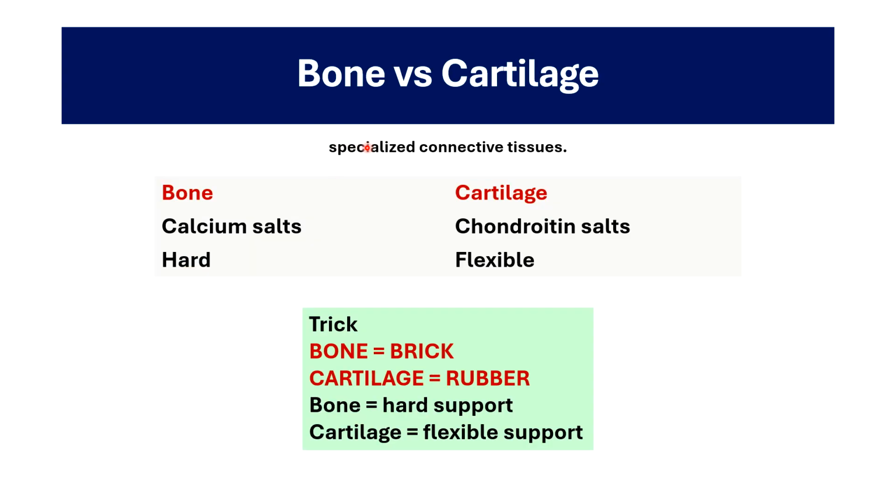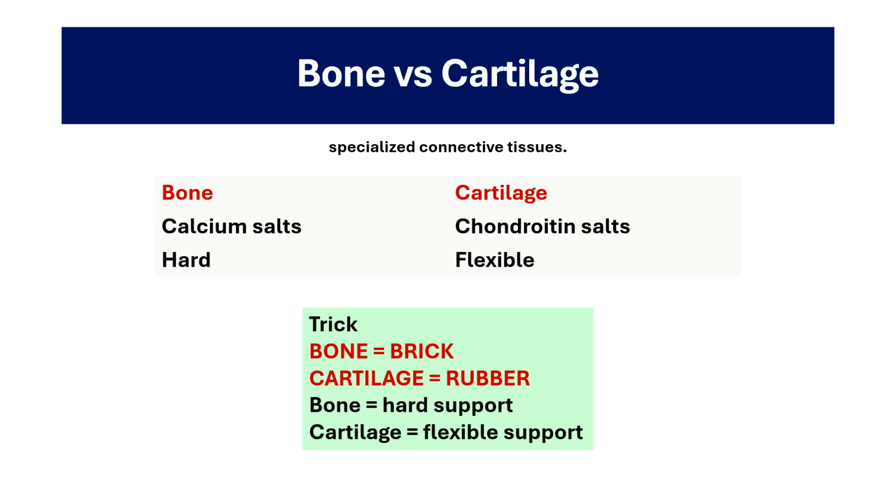Both bones and cartilage are examples of specialized connective tissue, where bone is hard and is made up of calcium salt. Cartilage is flexible and is made up of chondroitin salt. Think of bone as a brick and cartilage as flexible rubber.